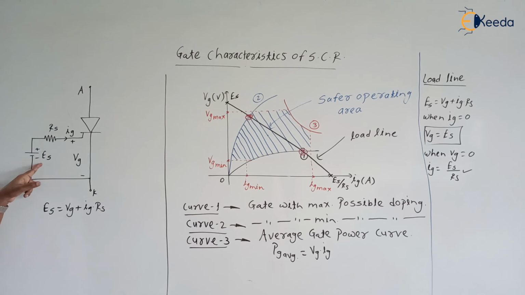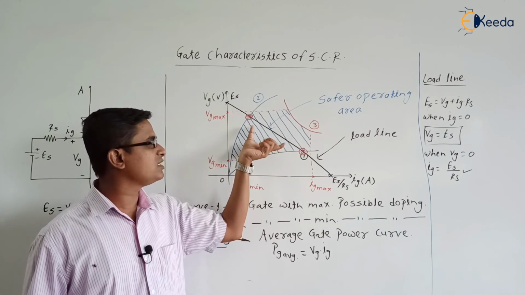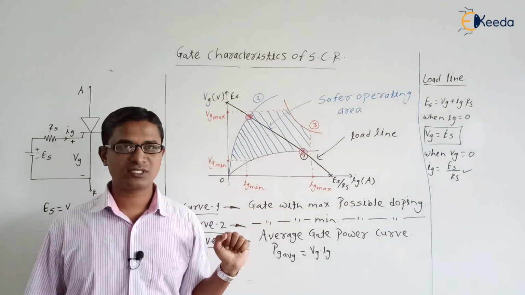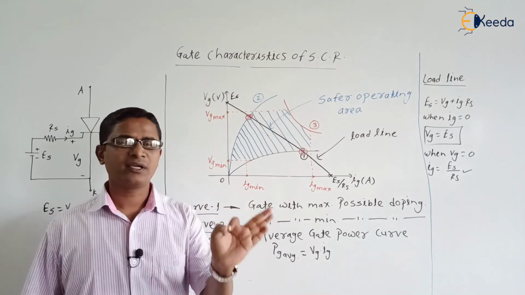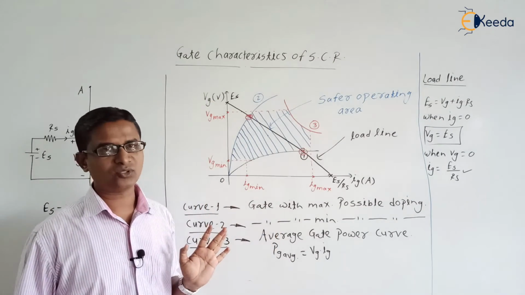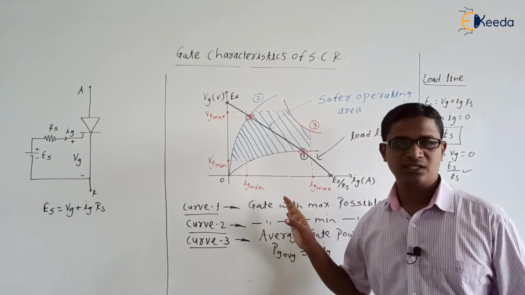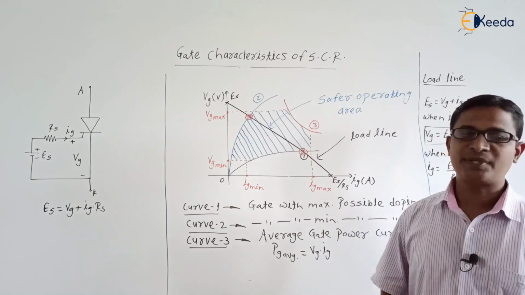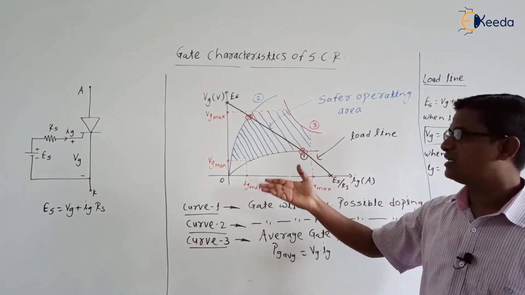So if we select Es and Rs, then we can select any point on this curve as a safer operating point. All are safer operating points for the given Es and Rs values for the gate and cathode circuitry. Are you getting the point? So this is about the gate characteristic of the SCR. We have three curves and four constraints. After that we have drawn the load line. The slope of the load line depends on your value of Es and Rs.